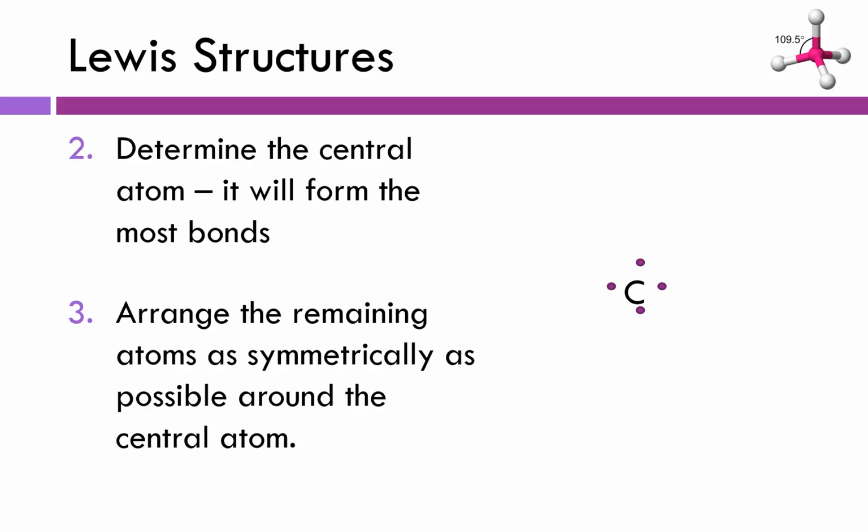Next, you want to arrange the remaining atoms as symmetrically as possible around the central atom. So you can see that we've got our dots spread out symmetrically. I'm going to just start adding in the other atoms. So I know I have 1 hydrogen, and I'm trying to represent its electron with green. Carbons are in purple. Chlorine has 7 valence electrons in red. Same holds true for the other 2 chlorine atoms.